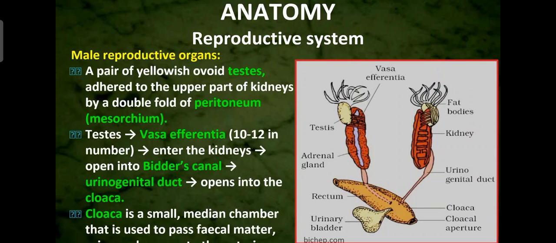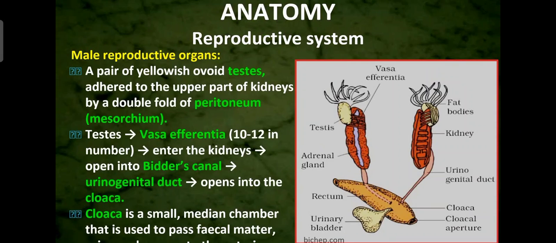So here this is the male reproductive parts. You can see first, a pair of testes are present, which are attached to the kidneys by a peritoneum double fold. Then testes open into the vasa efferentia, which are 10 to 12 in number, which are opening into the Bidder's canal, and Bidder's canal opens into the urinogenital duct. Urinogenital duct opens separately into the cloaca, and cloaca is a small median chamber that is used to excrete the fecal matter, the urine and the sperms to the exterior.